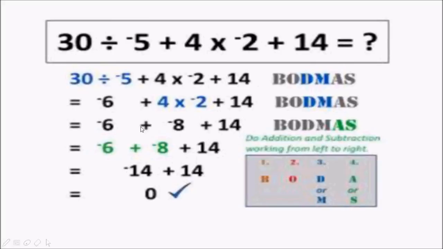4 into 2 comes as minus 8. Then comes addition. When it comes to addition and subtraction, both have the same power, so we can calculate both in the same way. Minus 6 minus 8 is minus 14, plus 14 becomes 0.